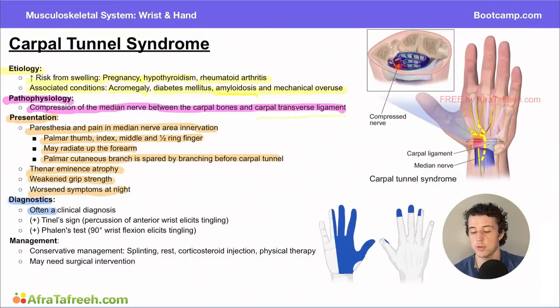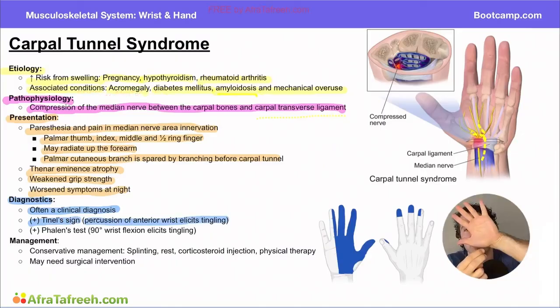So this is often a clinical diagnosis. Again, it's a very, very common syndrome. If there was trauma, then we would image to rule out other pathologies, but we're likely to suspect CTS first. There are clinical tests that you should know about. The first being Tinel's sign. So this is when there's percussion of the anterior wrist and it elicits tingling. So the patient will have their wrist, and if the physician taps in this area, then that will further compress the median nerve and cause tingling up the median nerve innervation area.